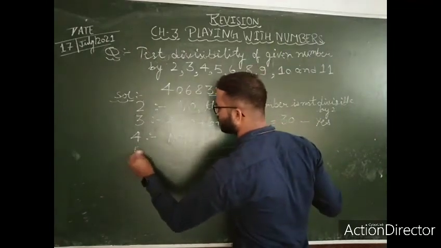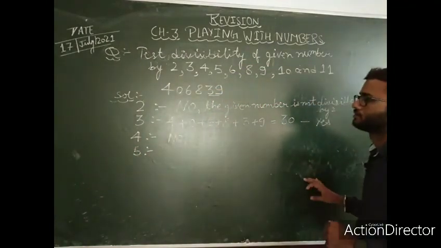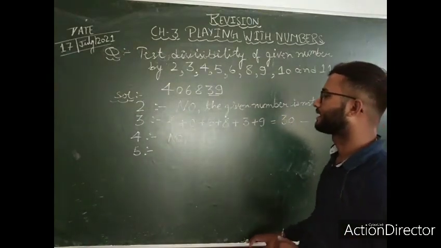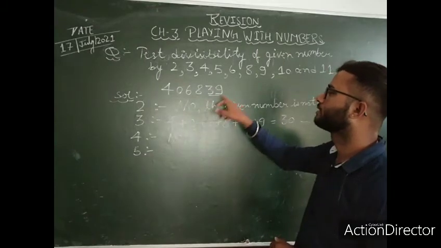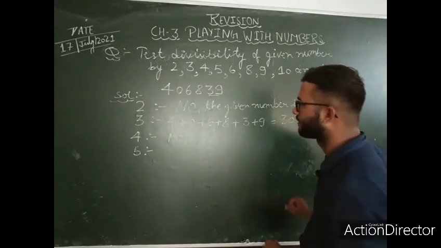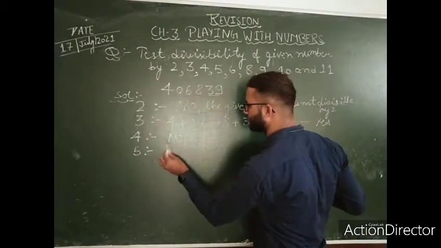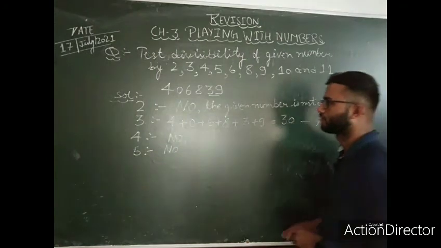Now by 5. The divisibility rule of 5 says that if the last unit digit is 0 or divisible by 5, then the whole number is divisible by 5. 9 is not divisible by 5, so we write no, the given number is not divisible by 5.